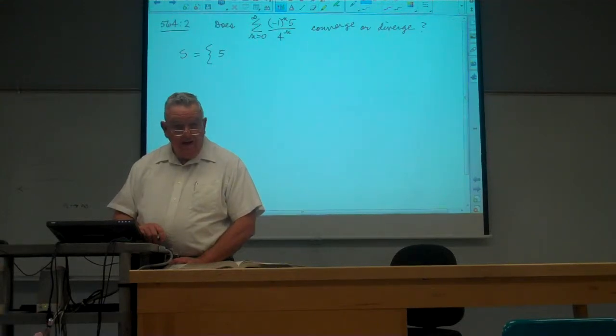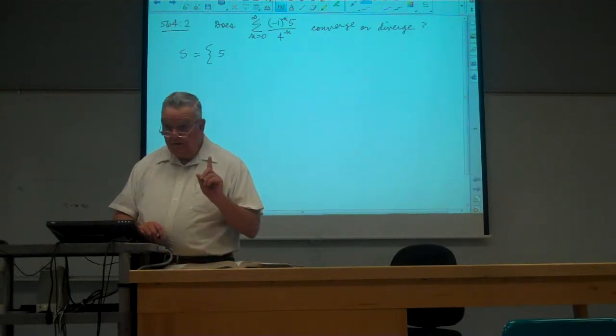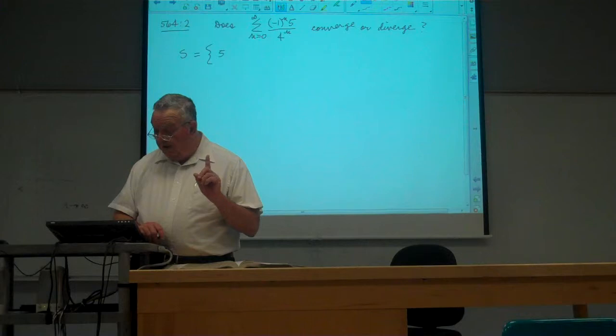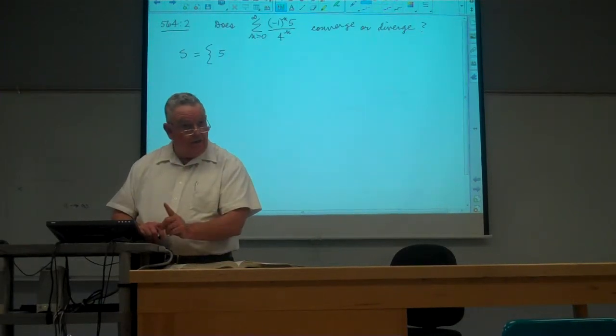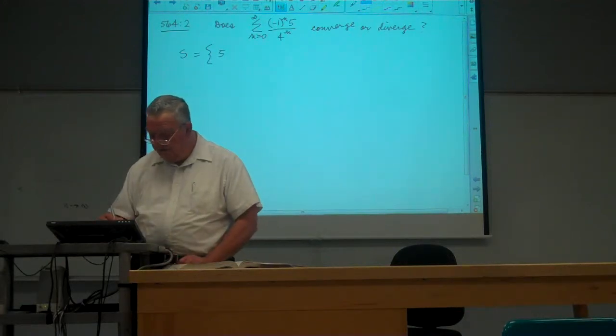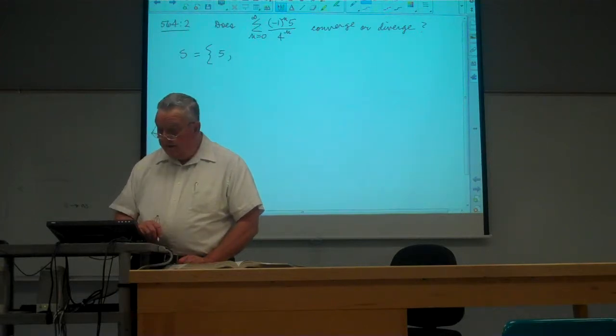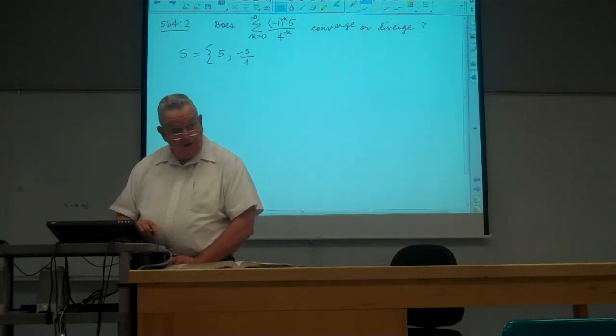Do you agree? Minus 1 to the 0 power, any number to the 0 power is 1, right? 4 to the 0 power, any number to the 0 power is 1, so don't I have 1 times 5 divided by 1? Everybody? Am I unconvincing, William? Yeah, I agree. Okay. Now n equals 1. I think that is minus 5 over 4. What do you think? Agreed?